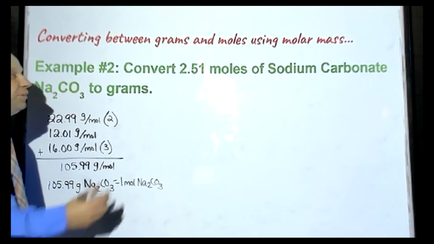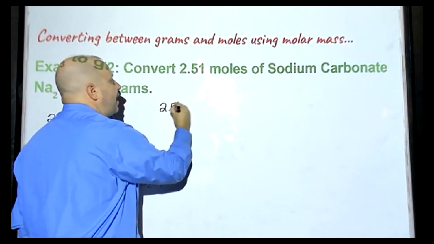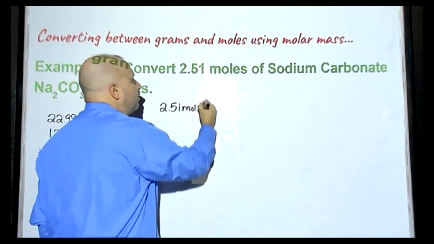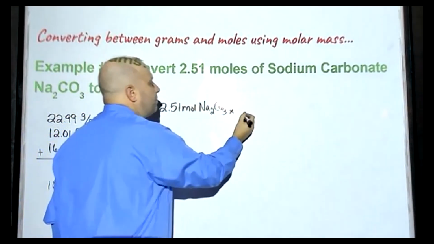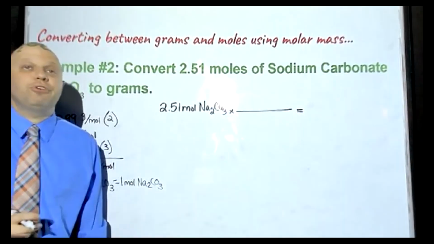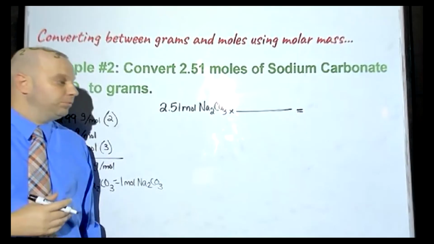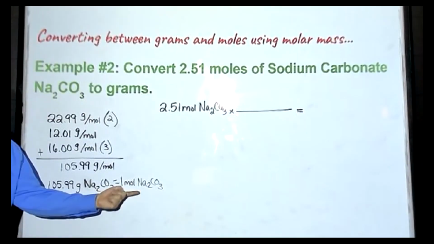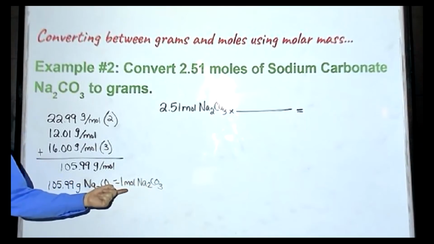Next, we're going to begin with the number that we are given, 2.51 moles of Na2CO3. And remember that today's examples will only have one conversion from grams to moles, or in this case, moles to grams. So if we look at this piece down here, we will realize that this problem, we're going to put 1 mole on the bottom.